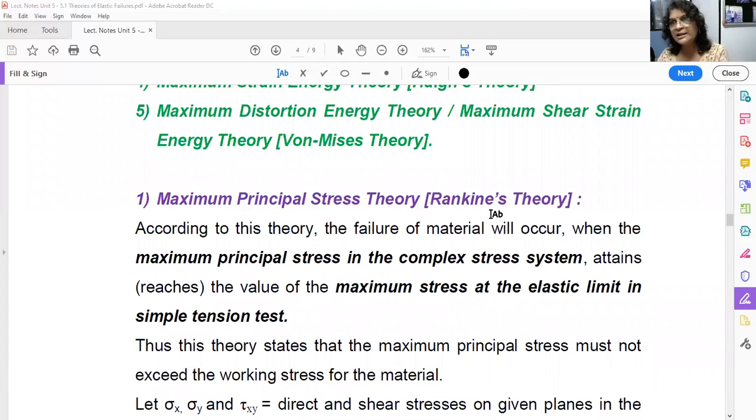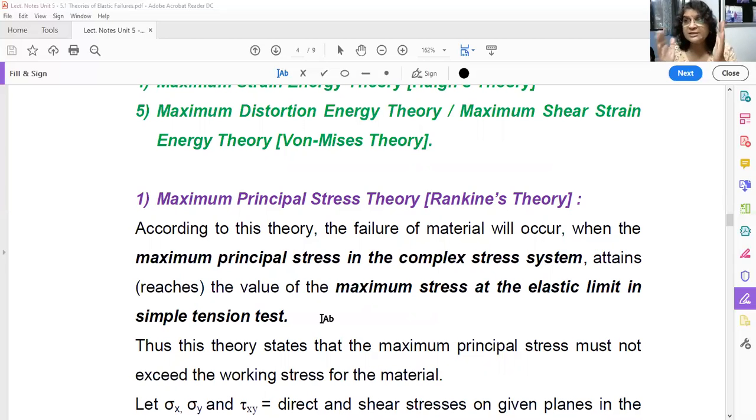It is also known as Rankine's theory. Let us first read the statement, then I will explain it. According to this theory, the failure of material will occur when the maximum principal stress in the complex stress system attains, that means reaches, the value of the maximum stress at the elastic limit in the simple tension test. I am sure you might not have understood the meaning of this statement. Now, what is the meaning of this statement?